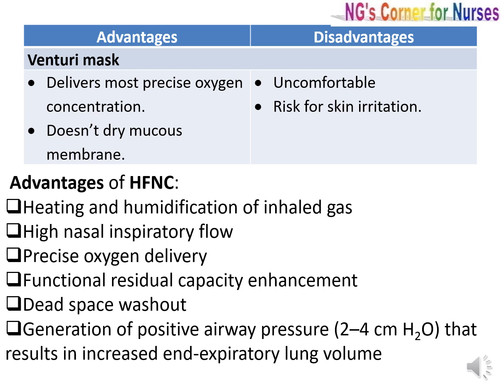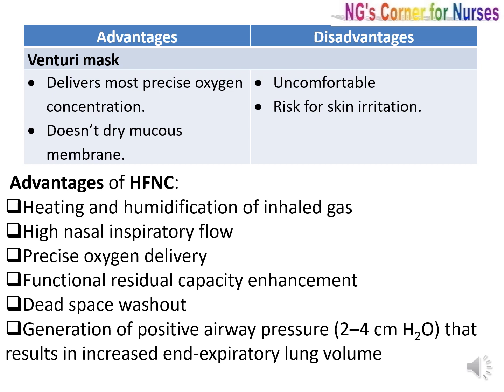Next, coming to the advantages of high flow nasal cannula. Heating and humidification of inhaled gas, high nasal inspiratory flow. Next is precise oxygen delivery. What is this precise oxygen delivery? When the high flow nasal cannula is used to deliver oxygen, the flow rates are much higher, that is 40 to 60 liters per minute, than can be achieved with a traditional nasal cannula. A traditional nasal cannula can give 1 to 6 liters per minute. This results in a greater delivery of prescribed oxygen into the lungs and less entrainment of room air.